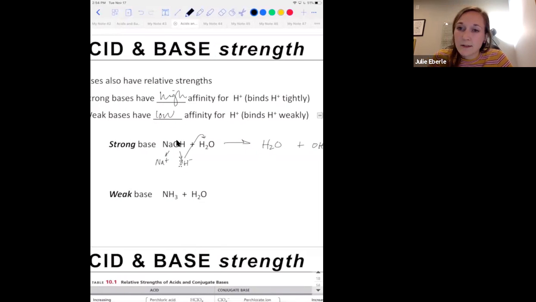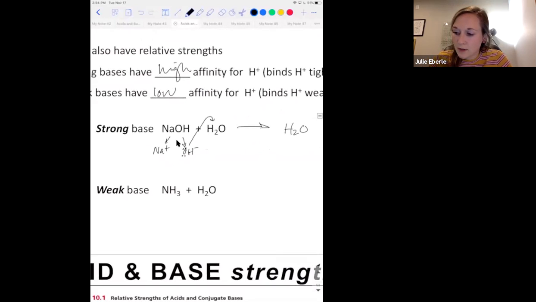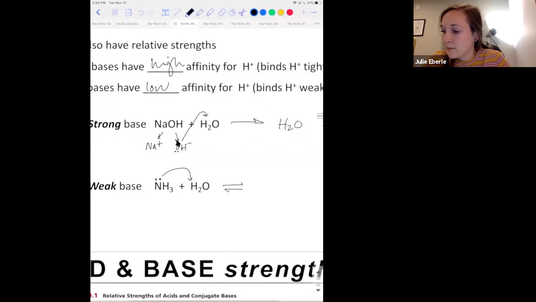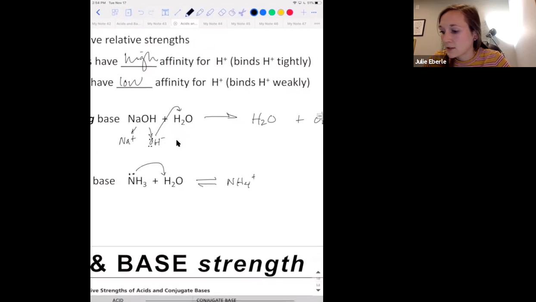The weak base, a good example here is NH3. That nitrogen has the lone pair. That lone pair will accept a hydrogen from water, and this is going to be a double arrow because this is going to have an equilibrium, back and forth, back and forth. So what we'll have is ammonium ion, NH4+, that's the conjugate acid of our base, increase in charge by 1, and what's left over from water is OH minus. Okay.